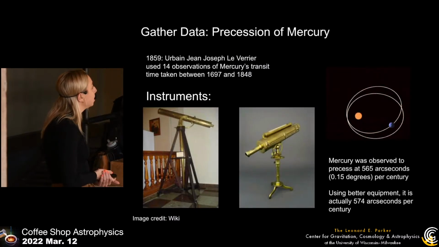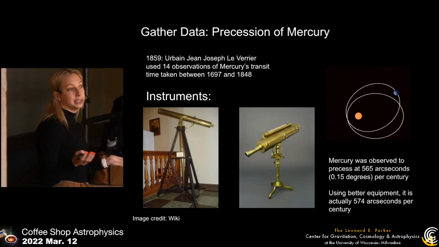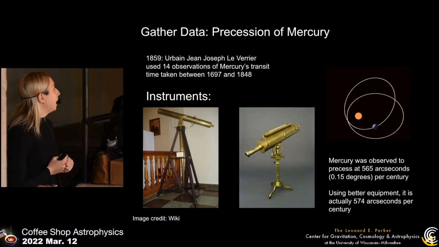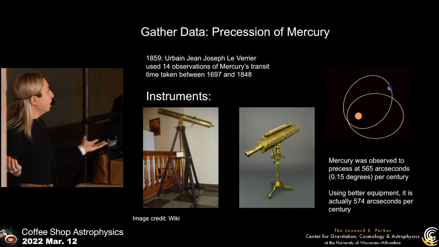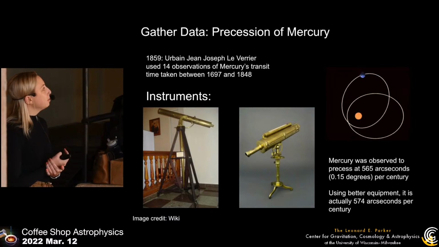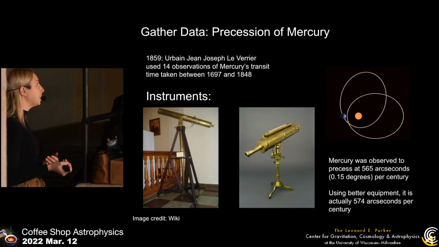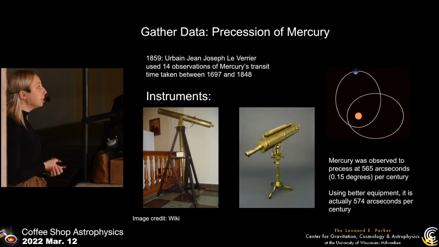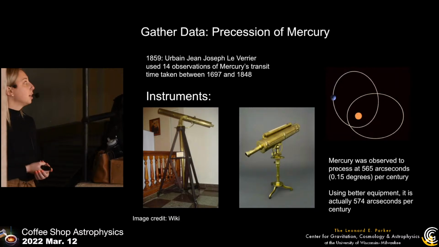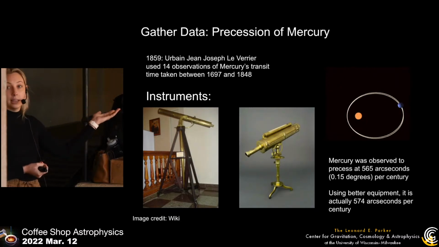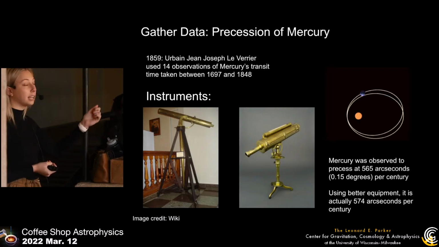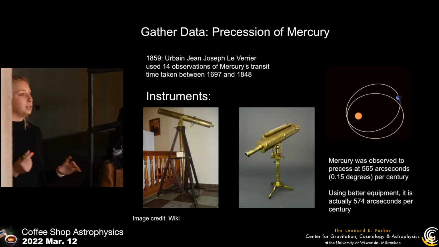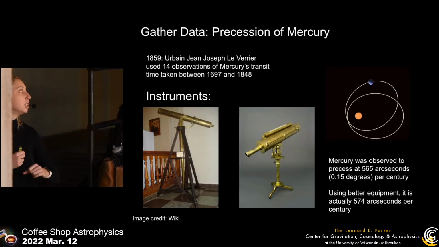All right. So like I said, this actually started before Einstein even had his theory of general relativity. In 1859, Urbain Jean-Joseph Leverrier used 14 observations of Mercury's transit time taken around the 18th century. He worked at the Paris Observatory, so he probably just had simple instruments like this. On the right is a reflecting telescope, so it uses mirrors, and then the left is a refracting telescope, so it uses lenses to focus the image.